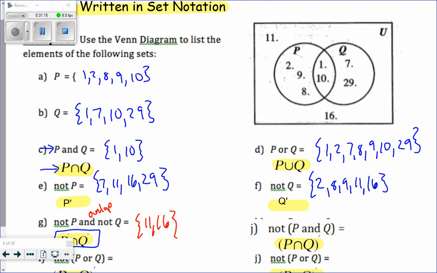Okay, not P and Q. So let's do P and Q first. What does P and Q mean? P and Q is the overlap, right? So not that would mean everything outside of it, right? So everything outside of that overlap. So 11, 2, 9, 8, 7, 29, and 16.